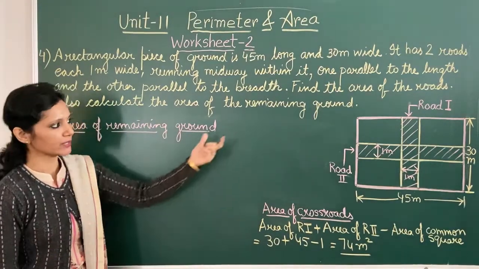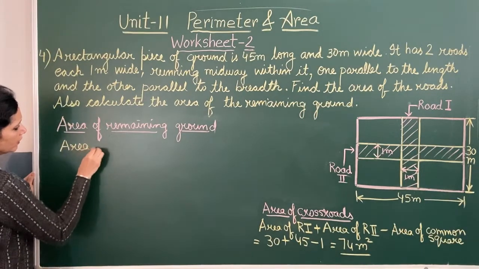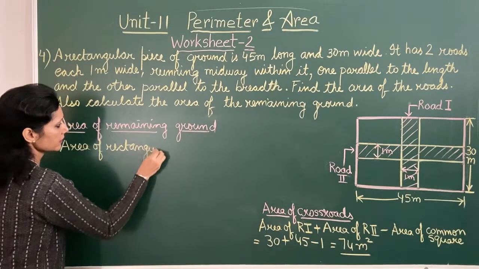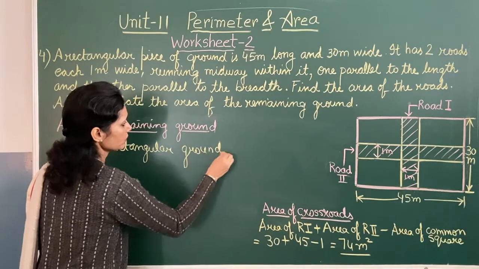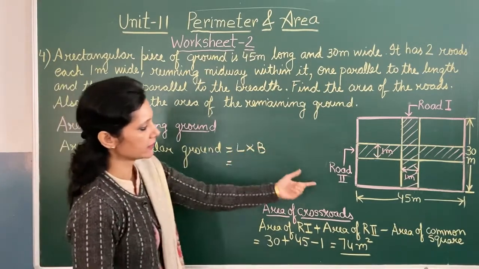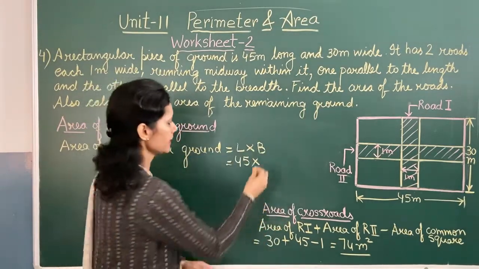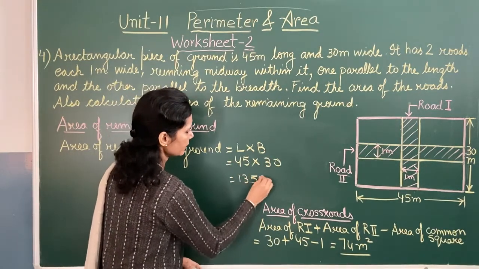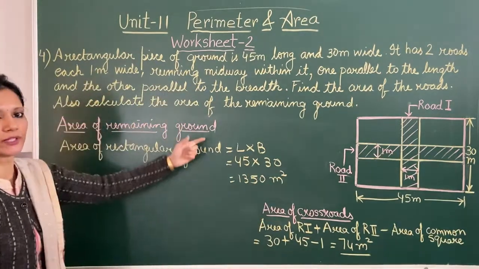So first we'll have to calculate the area of the rectangular ground. So area of rectangular ground is equal to length multiplied by breadth. What is the length of the rectangular ground? It is 45 meters. And what is the breadth of the rectangular ground? It is 30 meters. So this comes out to be 1350 square meters.